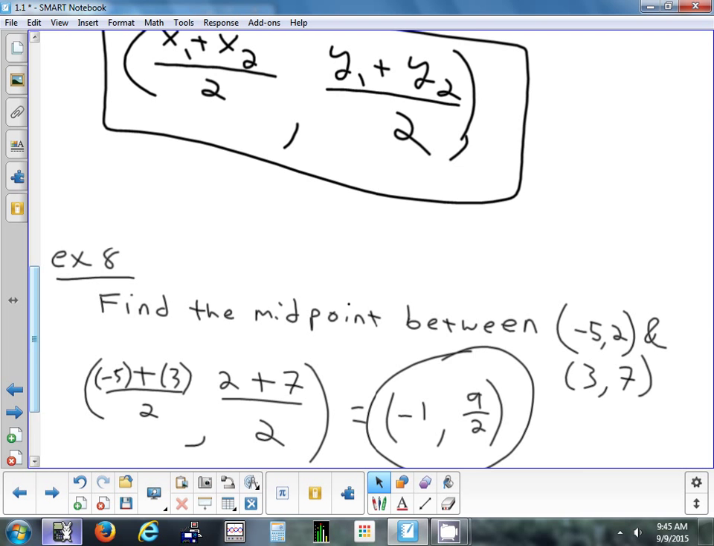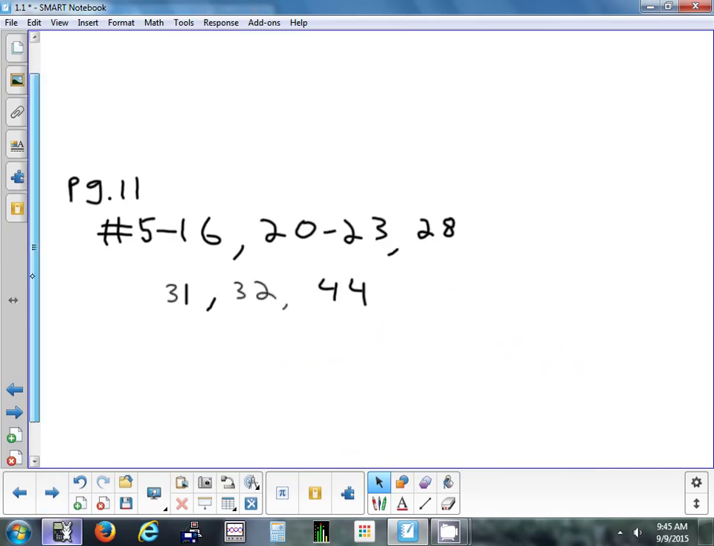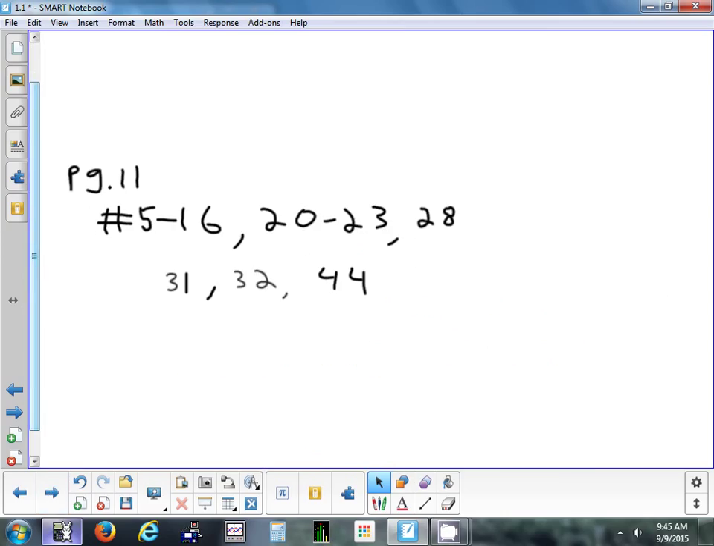All right, so we're able to end a little bit early. We've got about 10 minutes left. So I'm going to give you a little time to start the homework, okay, which is on page 11. It's 5 to 16, 20 to 23, 28, 31, 32, and 34.